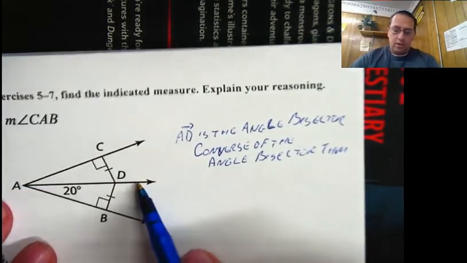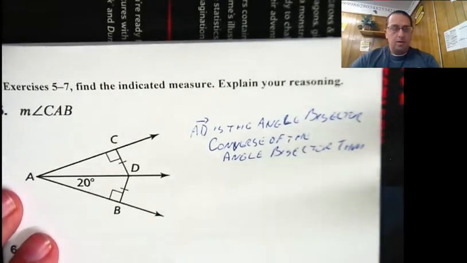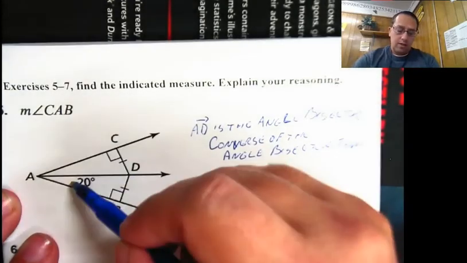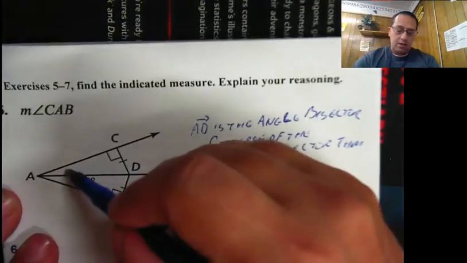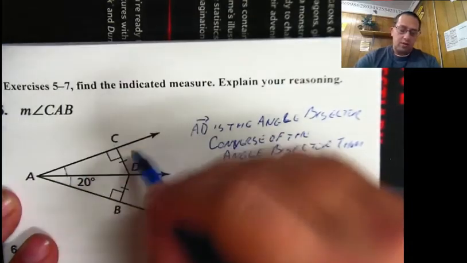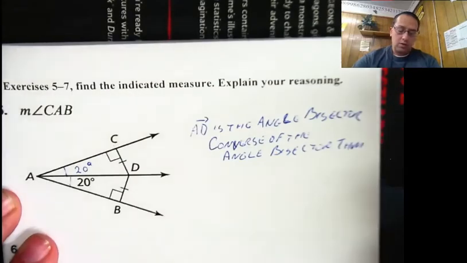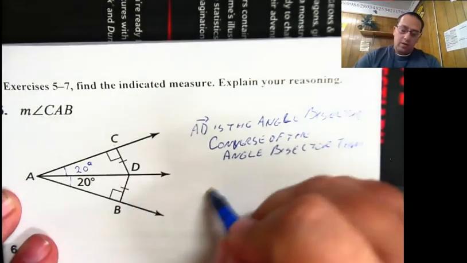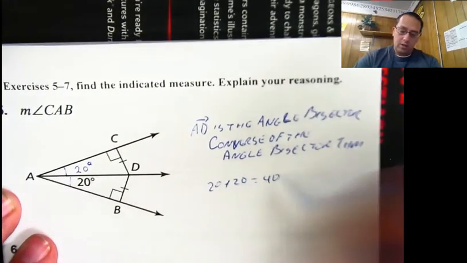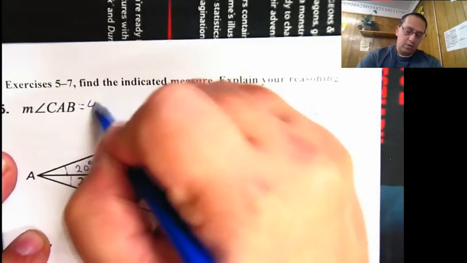Okay, so this is the angle bisector, ray AD here. So what does that mean? Well, if it's the angle bisector, that means it bisects the angle. So that means that this half of the angle is congruent to that half of the angle. So angle CAD must also be 20 degrees. So we have 20 plus 20 equals 40 degrees. So the measure of angle CAB equals 40 degrees.